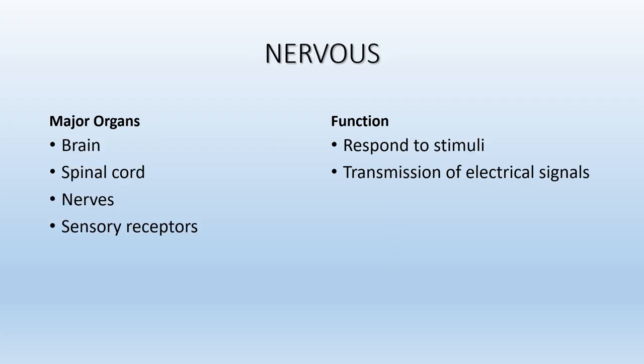The nervous system includes the brain and the spinal cord, all of your peripheral nerves, all of your sensory receptors. It's essentially a communication system. It's going to respond to different stimuli and then send these electrical signals out for the appropriate response. The nervous system is going to respond very quickly to a stimulus, and the response is going to typically be short-lived.